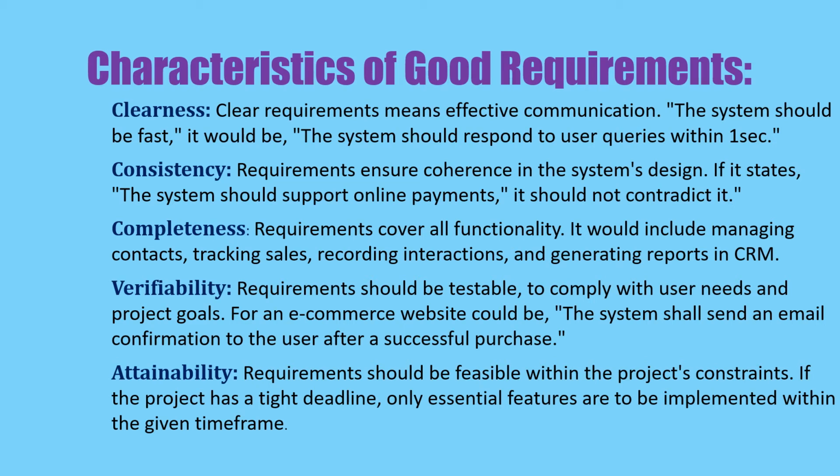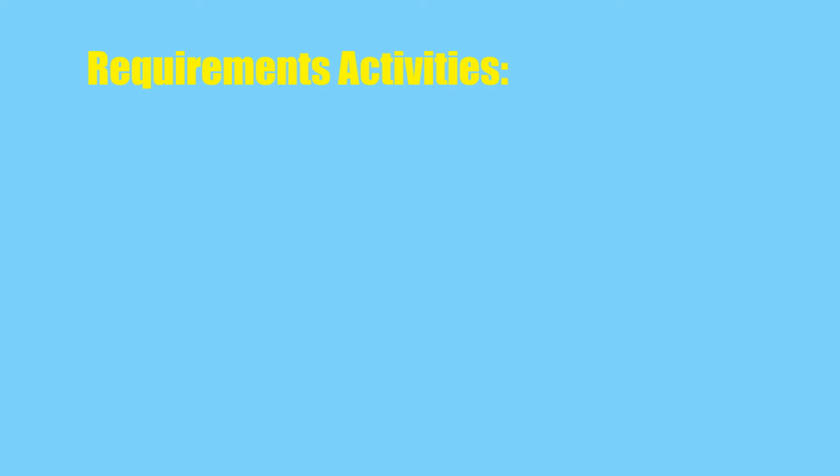Attainability. Requirements should be feasible within the project constraints, considering factors like time, budget, and available resources. Attainable requirements ensure that the system can be successfully developed and delivered according to stakeholders' expectations. If the project has a tight deadline, an attainable requirement would consider the time constraint and specify only essential features to be implemented within the given time frame.